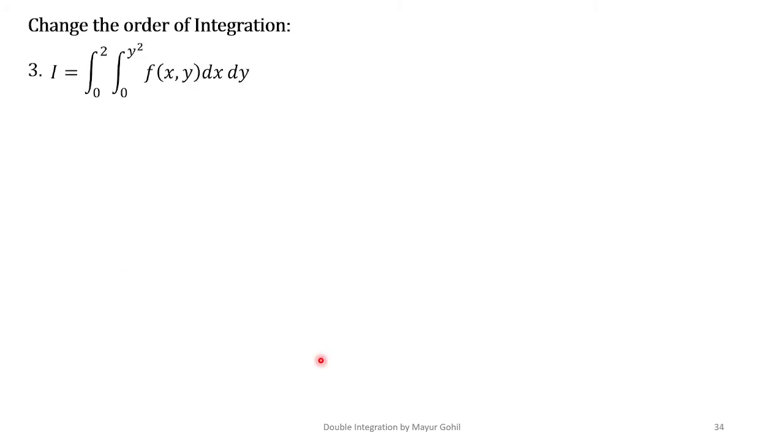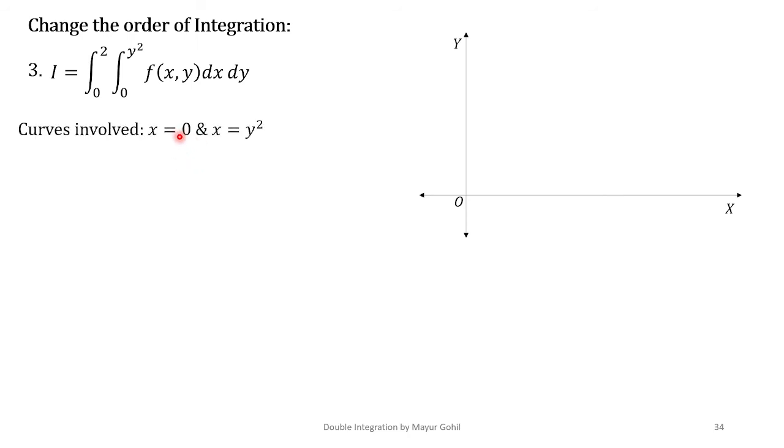Here I have said change the order of integration for the following function. The function is f of x comma y dx dy, but the limits are now going from 0 to y square, and the outer limits are from 0 to 2. Okay, now same way I'm straightforward drawing the curves that are involved.